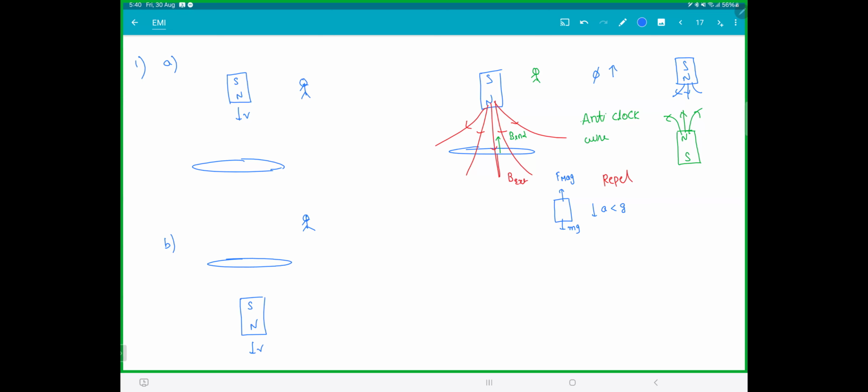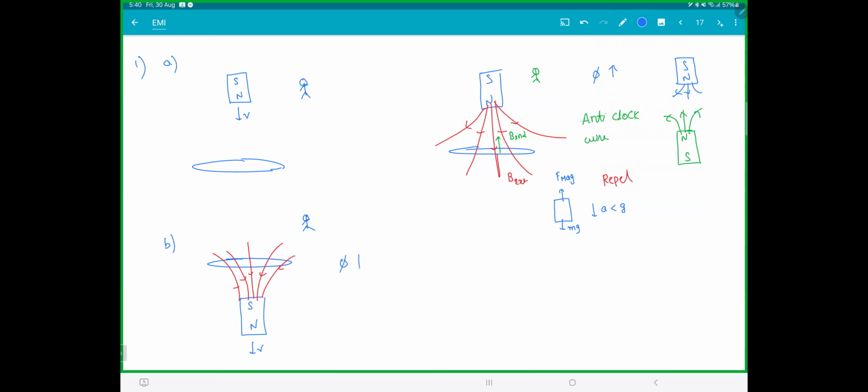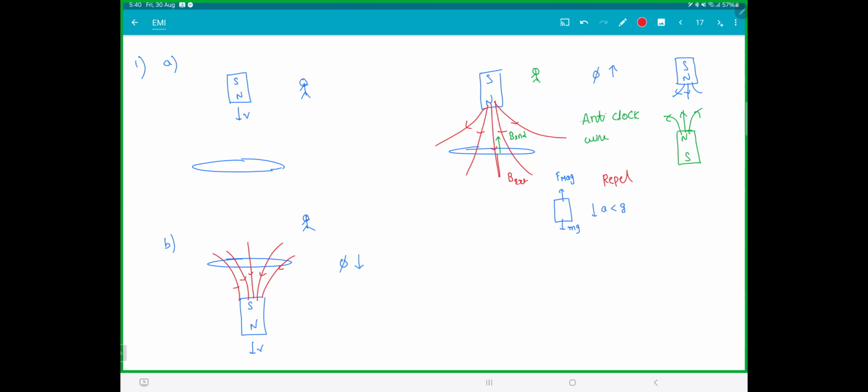Is that making sense? Now in the second case, same story, but in this case, the field lines are like this. So if you are going away, flux is decreasing. So I need to support. B external is the red one. So B induced also will be in the same direction. So B induced supports B external.